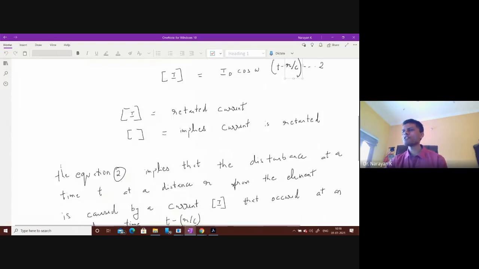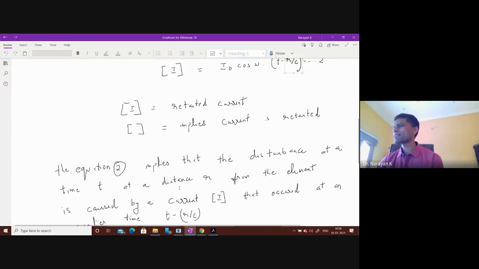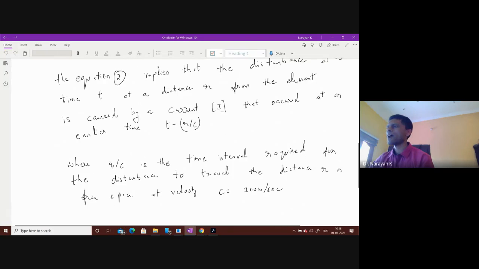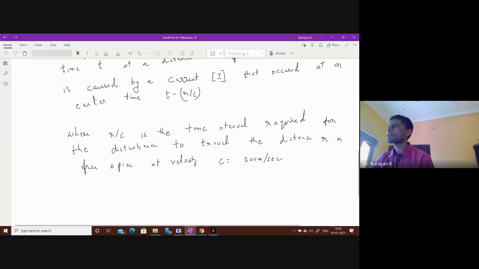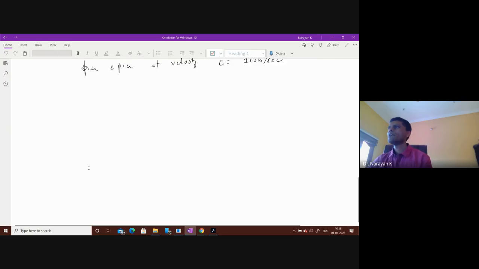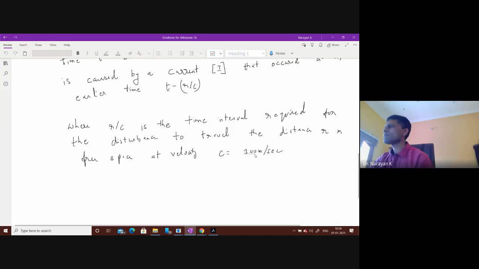That is your equation 2. Equation 2 implies that the disturbance at a time t at a distance r from the element is carried by a retarded current I. When I put I within a bracket, from today we'll call that retarded. Retarded means the current is retarded. It is not mental retardation, so don't think it is some negative word. This is current retardation or voltage retardation, please keep that in mind. It occurred at an earlier time t minus r by c, where r by c is the time interval required for the disturbance to travel a distance r in free space at velocity c, the velocity of light, 3 times 10 to the 8 meters per second.